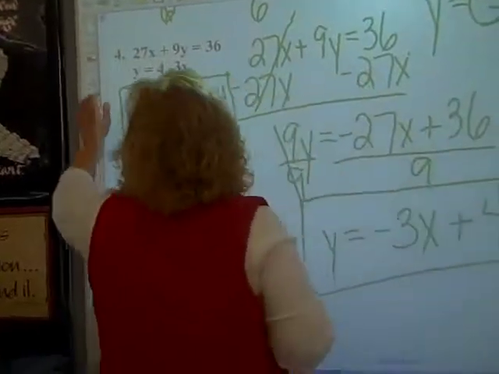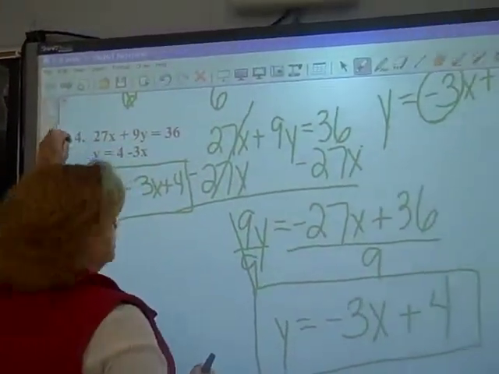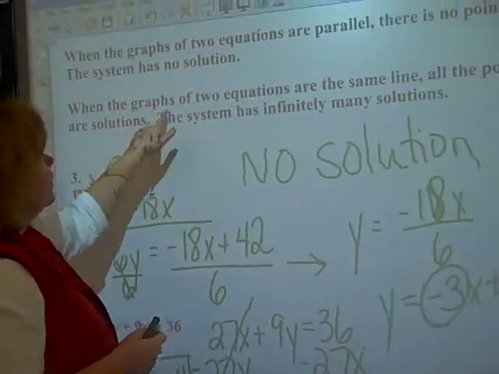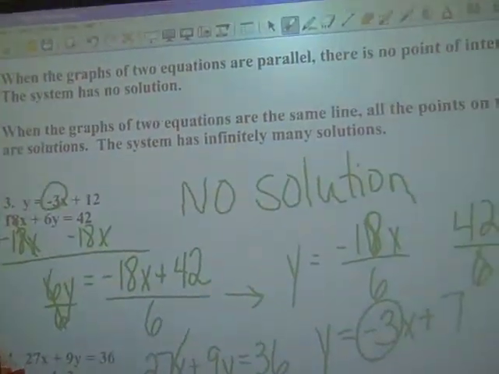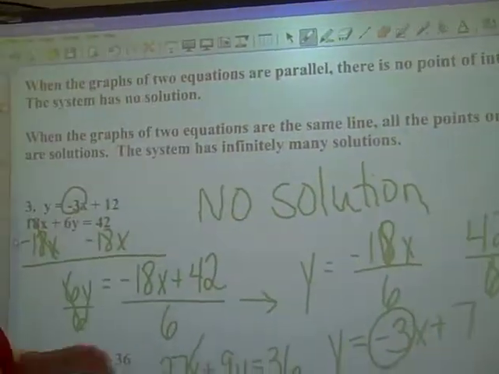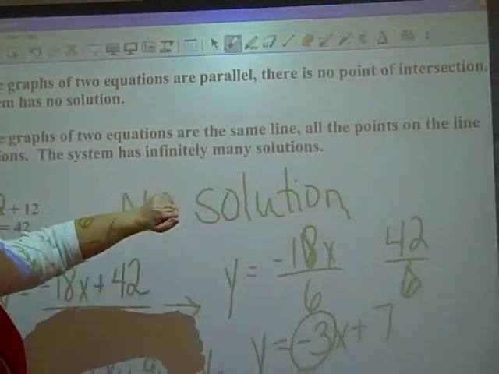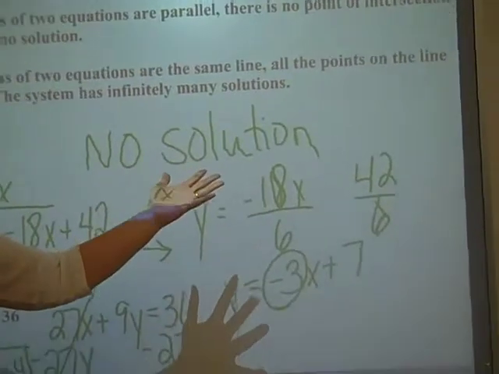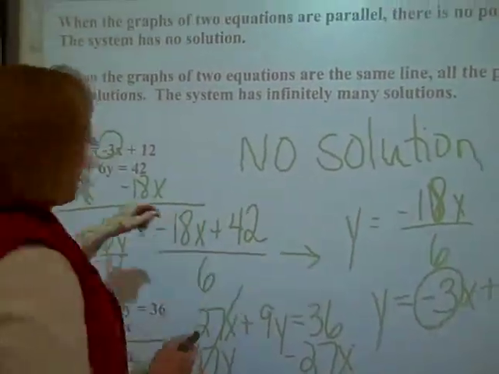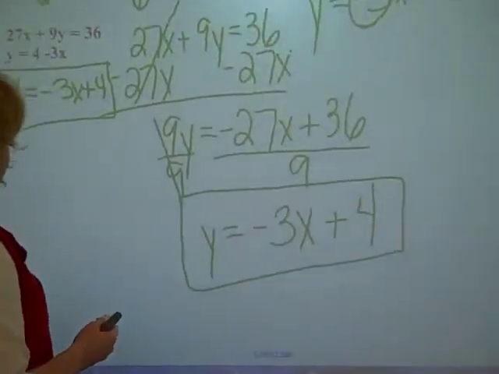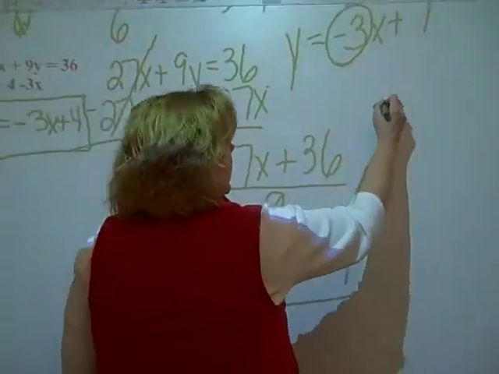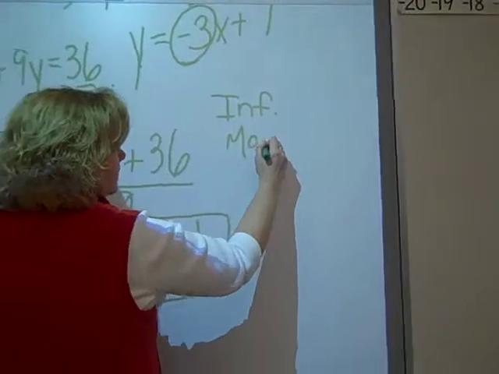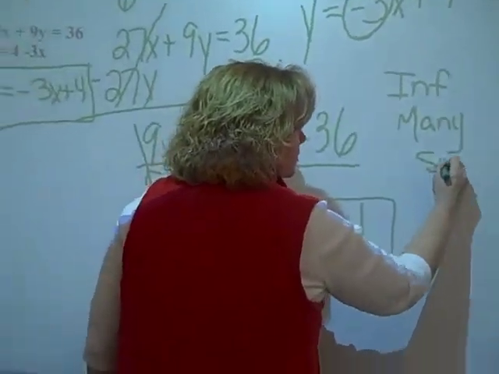No. So if you look back at your notes, where did those go? When the graph of two equations are the same line, all points on the line are solutions. And so you are going to label that infinitely many solutions. Lines never end. Every point's going to be a solution. So again, you don't need to graph it. You're just going to write infinitely many solutions.